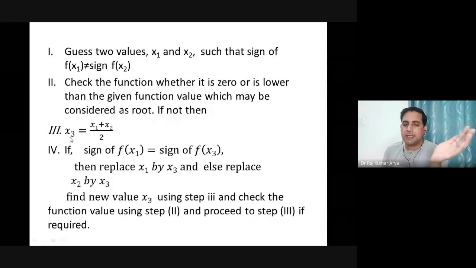If not, then check the sign. If the sign of fx1 is the same as the sign of fx3, then your x1 would be replaced by x3, and again you calculate a new value of x3. So x1 would be changed to the x3 which you calculated previously. The new x3 would again be x1 plus x2 divided by 2. And this will continue, or by chance the sign of fx3 matches with fx2, so you replace your x2 by x3. Getting the point?